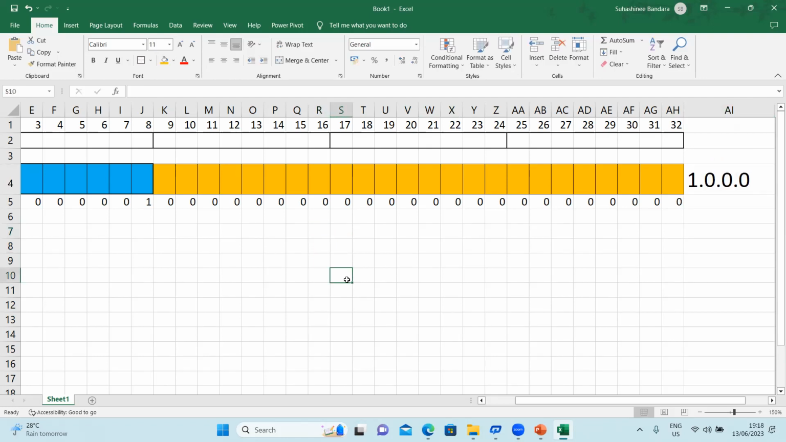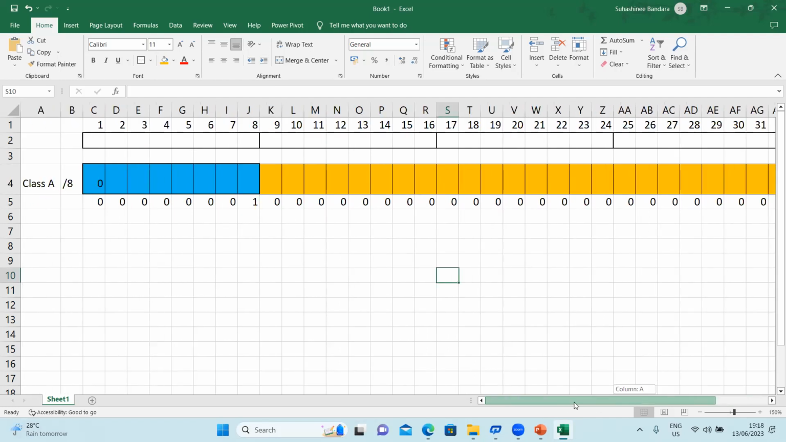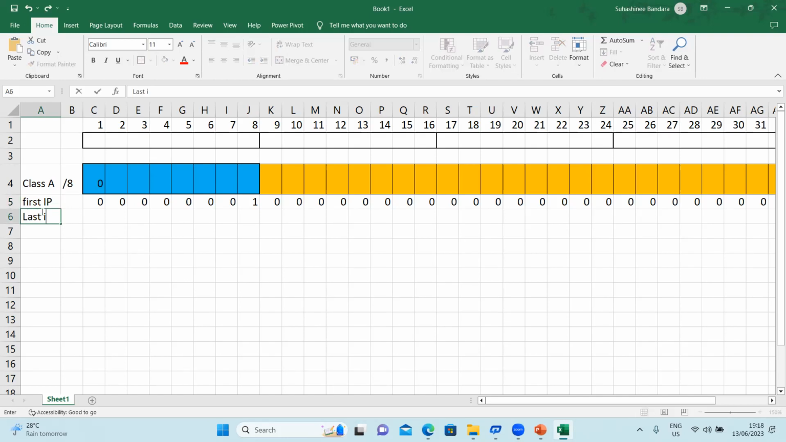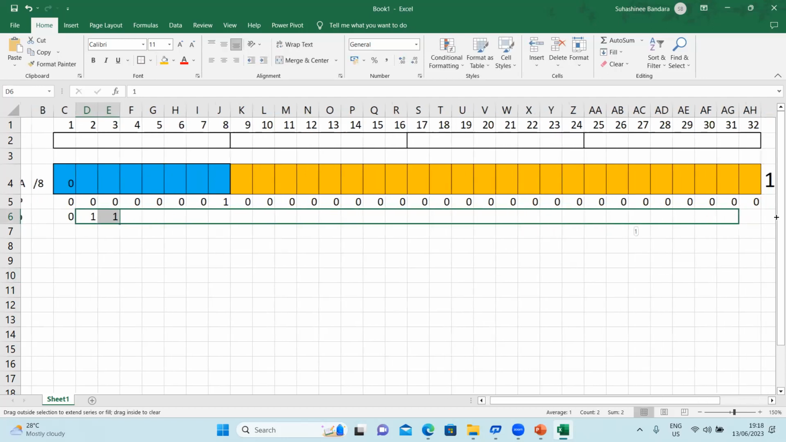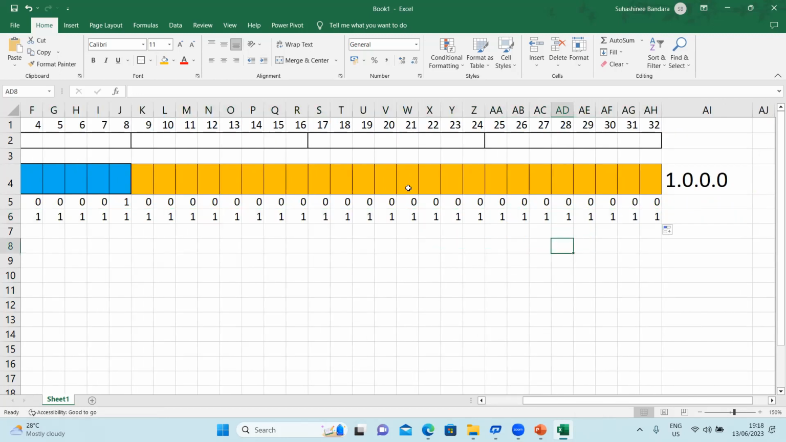Can you think of the last IP address? The last one? Class A, this is the first IP, okay? The last IP of the class A. Keep this 0 as it is, and we can put 1 for everything else. That's the maximum value. What is the decimal number? Keep in mind, 1 octet means 255.